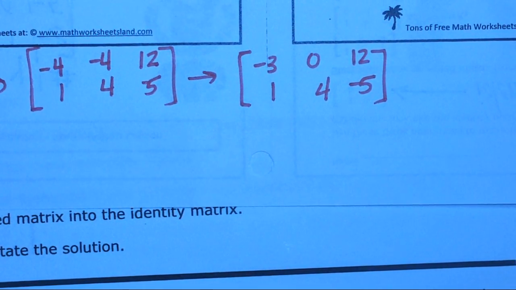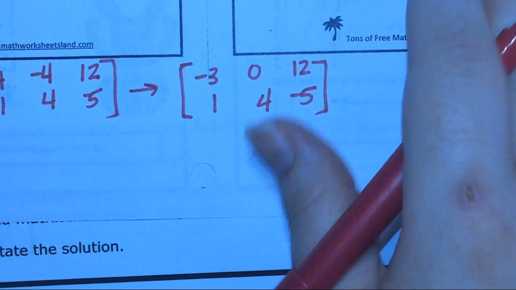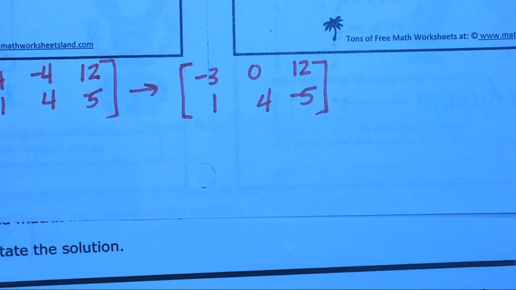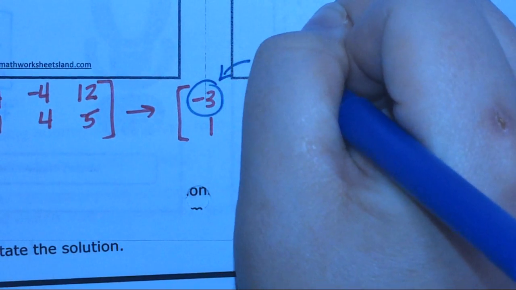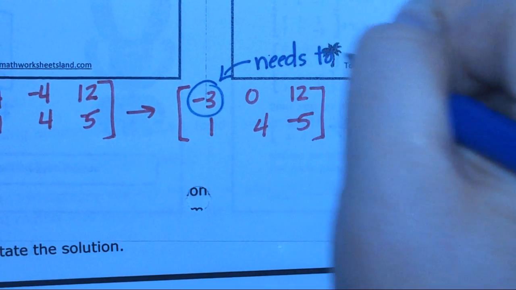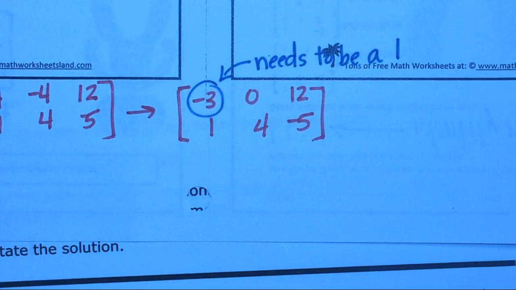Because do we at least have the top row in the identity form? No. We have a new issue. What's our new issue? It's a negative 3 now. What does this need to be? A 1. I don't know how you're going to get that. Why don't you just divide everybody by negative 3?